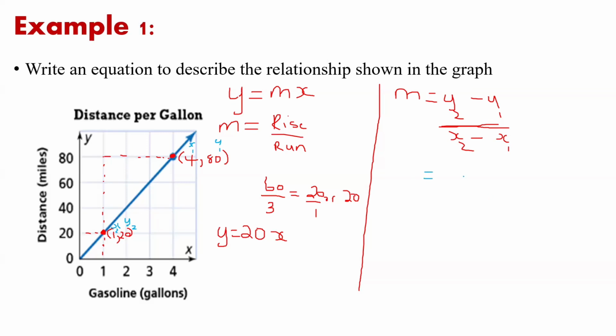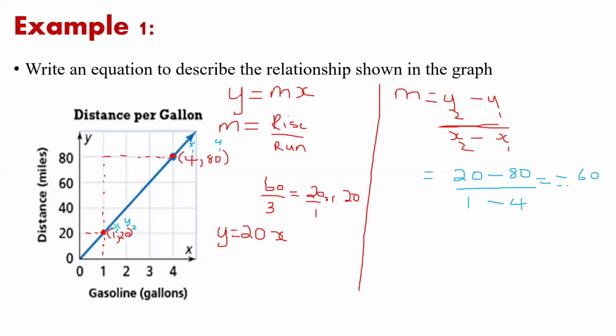So it is going to be 20, which is my y2, minus 80, which is my y1, and divided by 1, which is my x2, minus 4, which is my x1. Now I'm going to simplify my numerator by subtracting those two values. So 20 minus 80 is going to be negative 60.